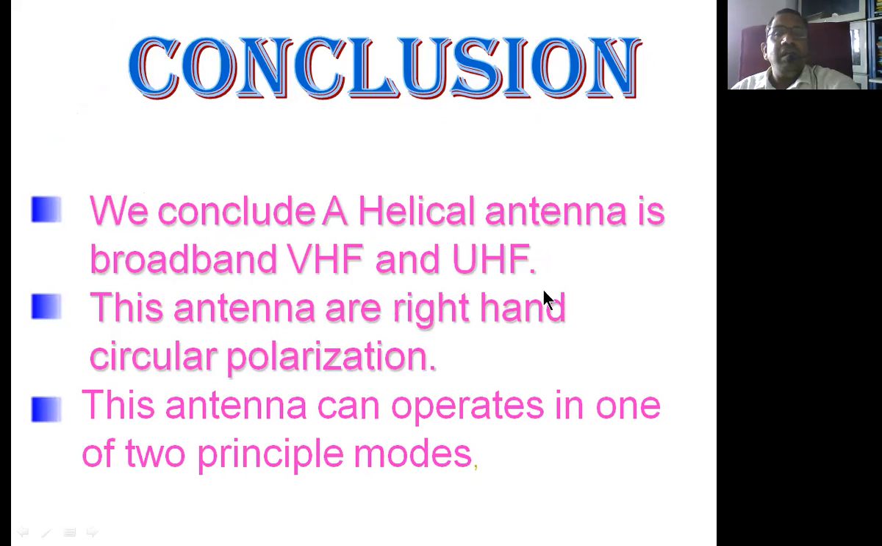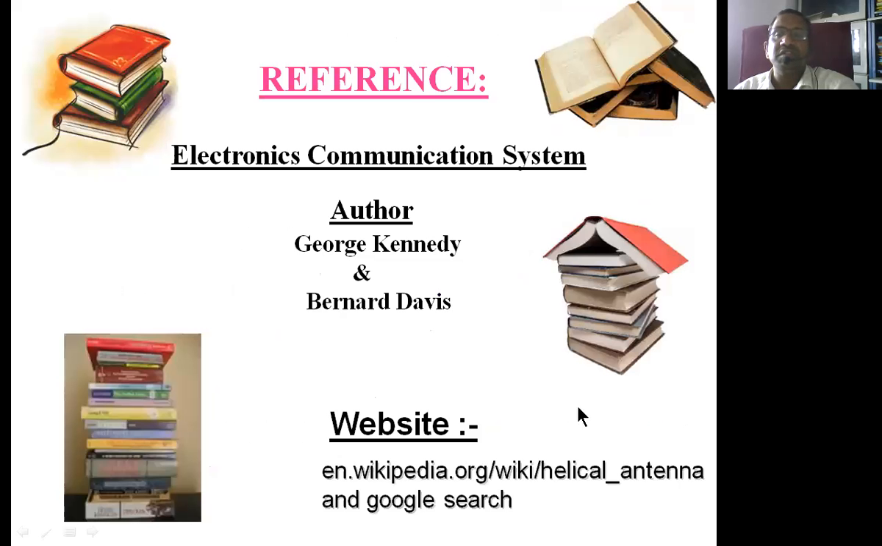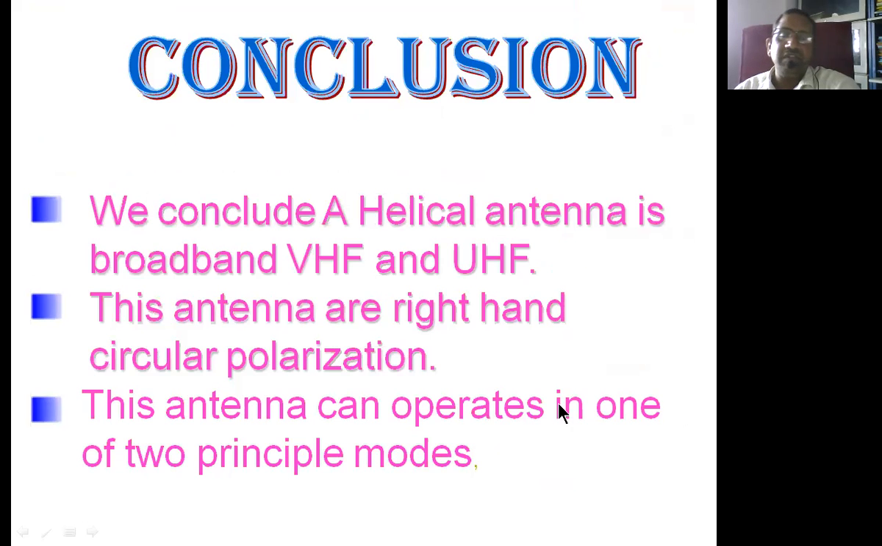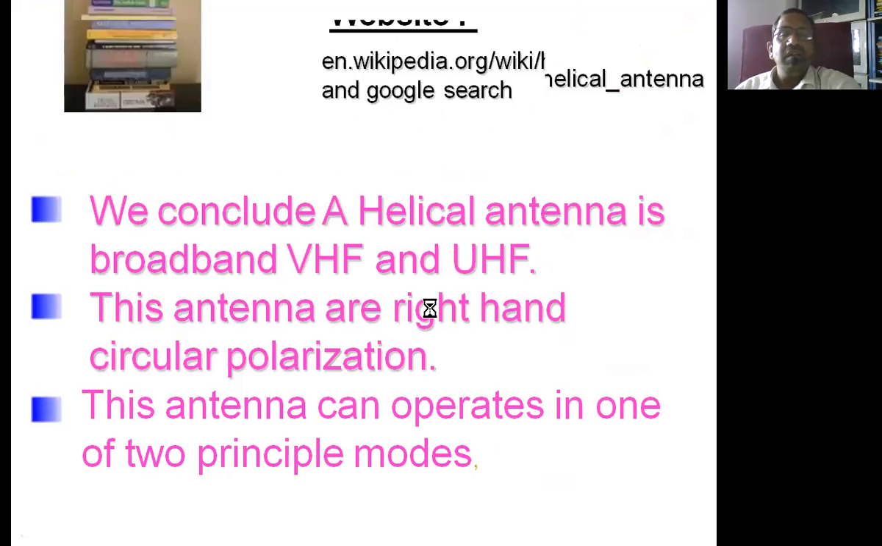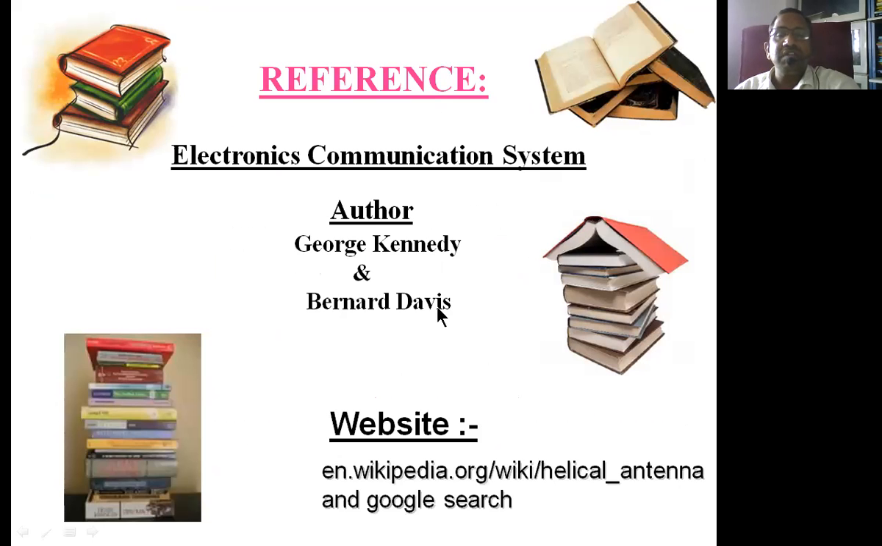A helical antenna is normally used for broadband VHF and UHF applications. These antennas are right hand circularly polarized antennas. They operate in one of two principal modes, the normal mode and the axial mode. So this is regarding the helical antennas, their basic working, applications, and advantages.